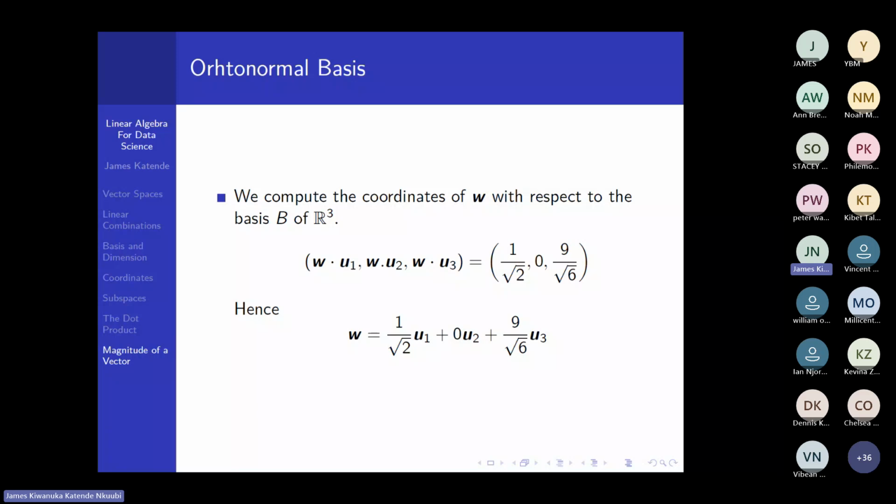So there you are. Have you double checked that this is indeed an orthonormal basis and that these coordinates are correct? We're checking.